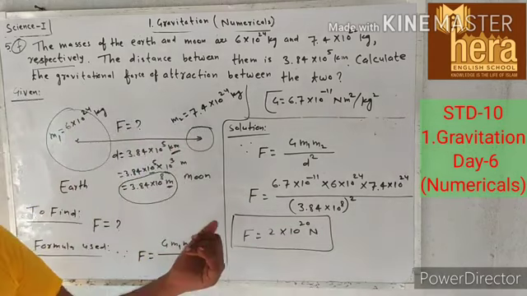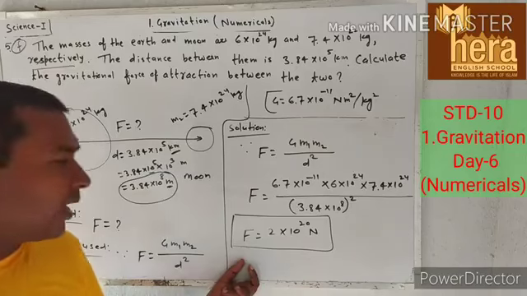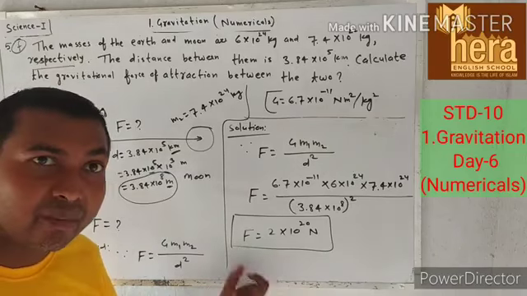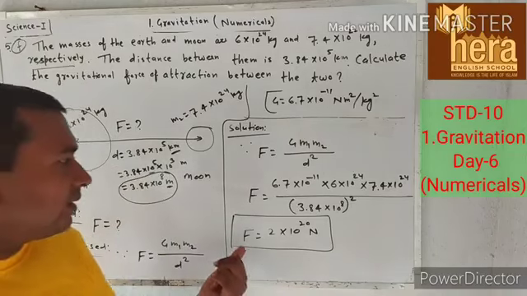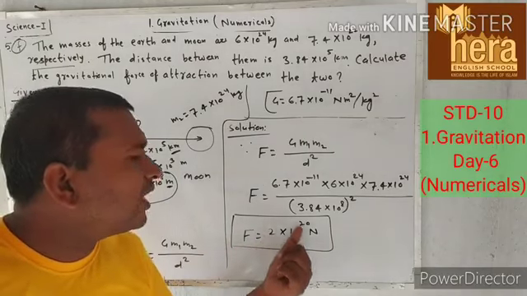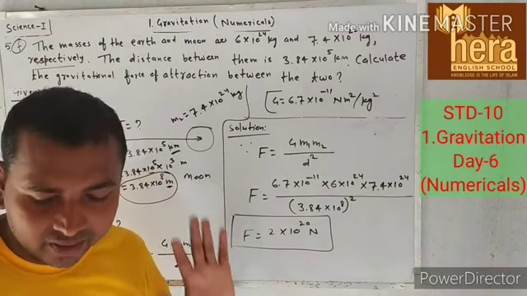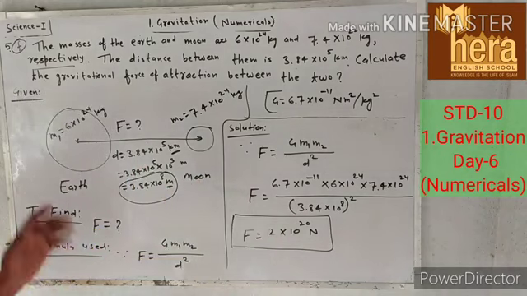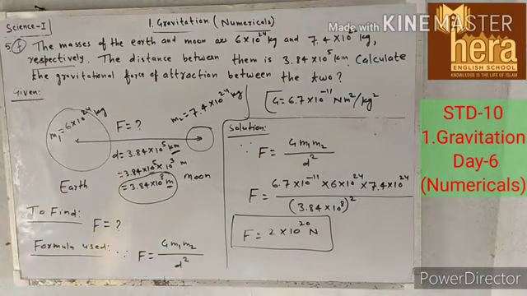Okay. So in the language you have to write, therefore the force of attraction between Earth and Moon is 2 into 10 raised to 20 Newton. Okay. One more question is remaining. I will do question number G.